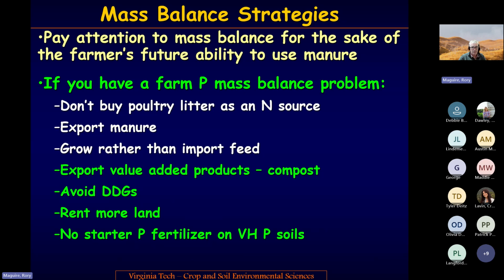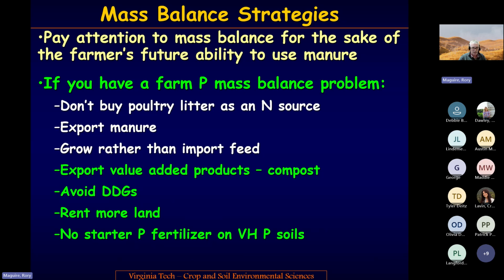Don't buy poultry litter as a nitrogen source. Don't buy it, or if you have poultry of your own, export that manure. Try to grow rather than import your feed. Work with an agronomist to increase your corn yields. Some farmers have managed to export value-added products. They can compost their manure and sell it, so it's a way to sell a value-added product.